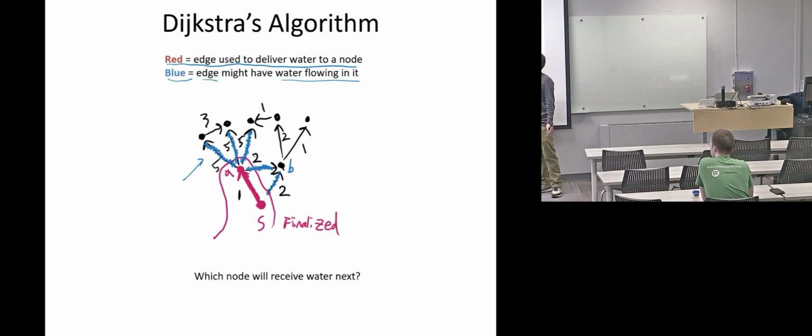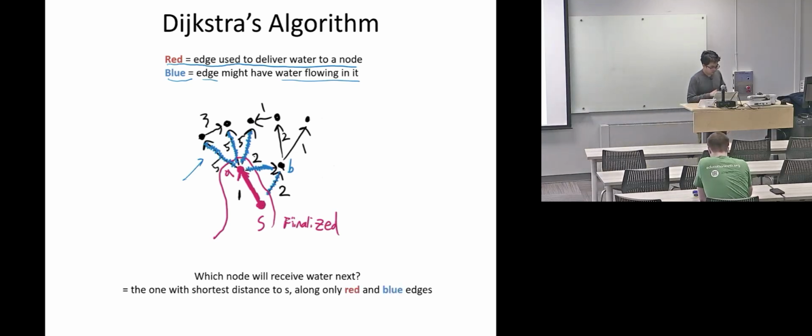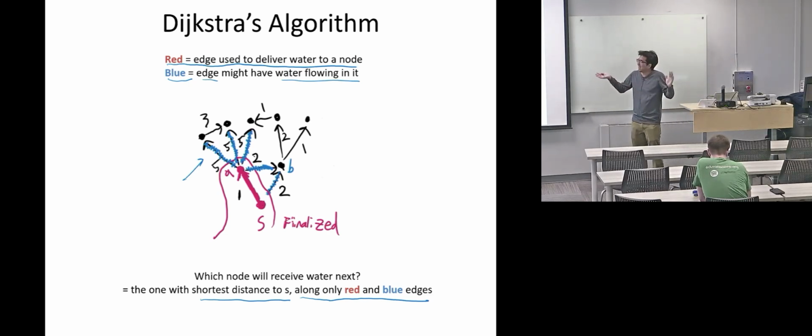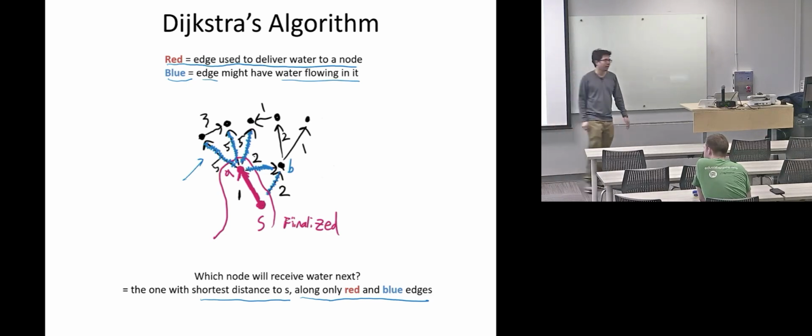It'd just be B. Basically, it's the one that is kind of closest to this set. Like it's just the one with shortest distance to S along red and blue edges. Okay, because the water can go through, we know that for now the water can only go through red and blue edges. And we just need to check who is the shortest one that uses only red and blue edges.